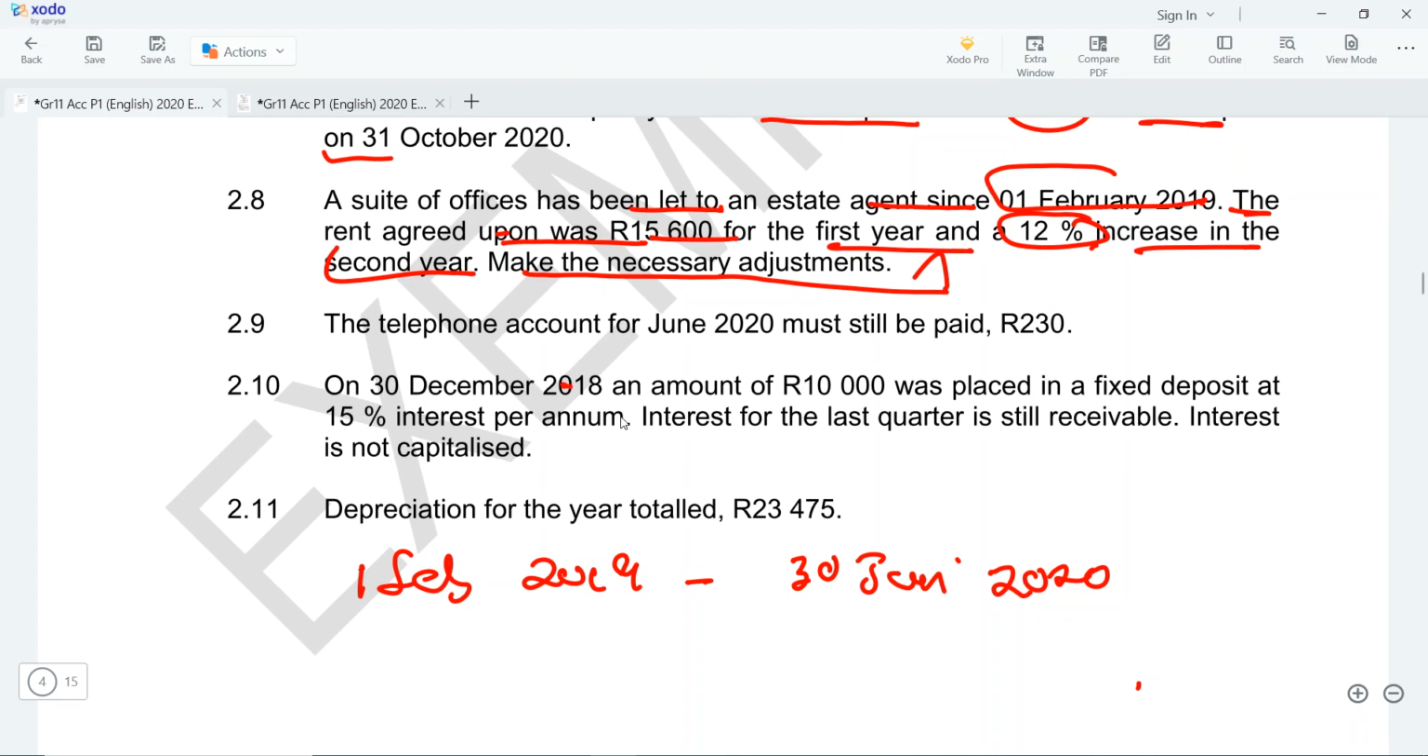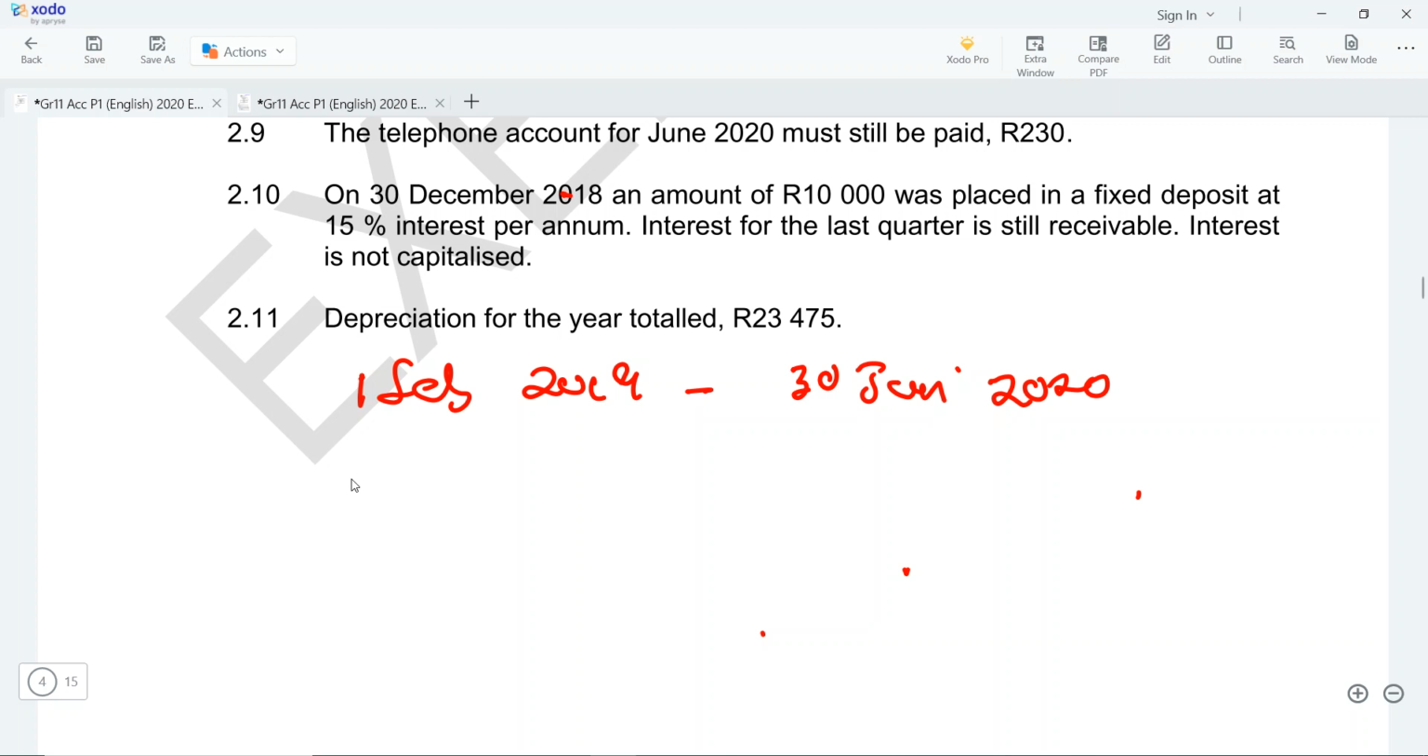Our year starts on July. So if we start from July, we say we are going to check for the period from July to before the increase. Ours starts here, 1 July 2019, so from 1 July 2019 to 30 January 2020. Let's check how many months.